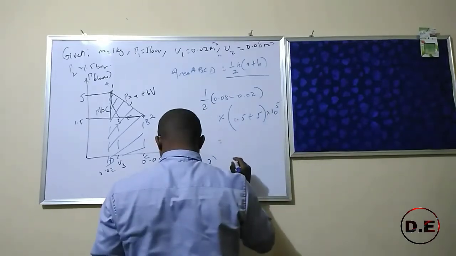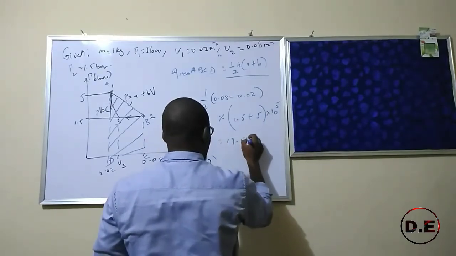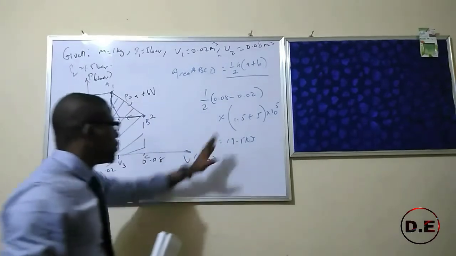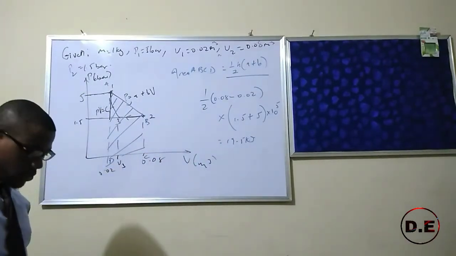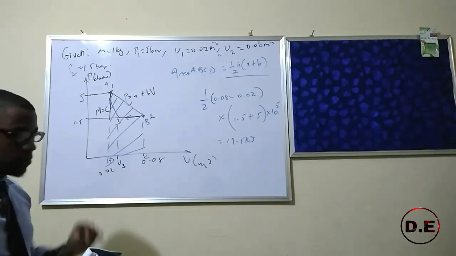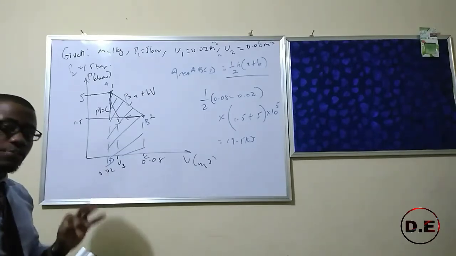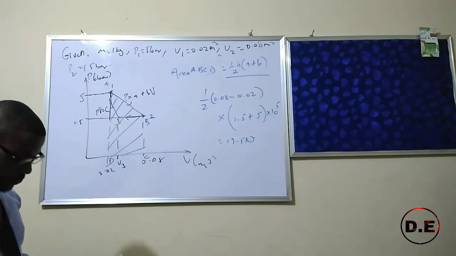So this will give me 19.5 kilojoules. So we've arrived at the same thing using two different methods, but the same concept of area under the PV diagram for stage 1 to 2.